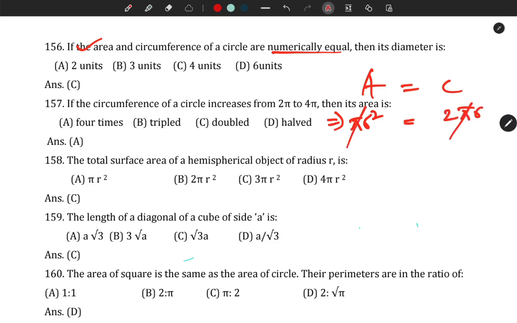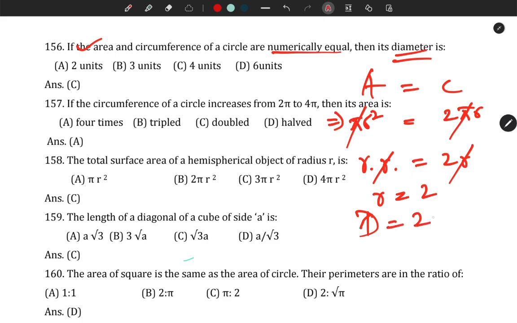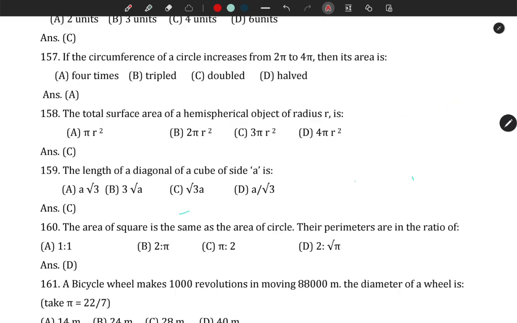Pi and pi you can cancel from both sides, so r square, which is r into r, equals twice r, so this r also cancels. So the radius is 2 centimeter or 2 units, and we have to find the diameter, and we know diameter is 2 times the radius, so 2 into 2 will make 4, so the diameter will be 4 units.